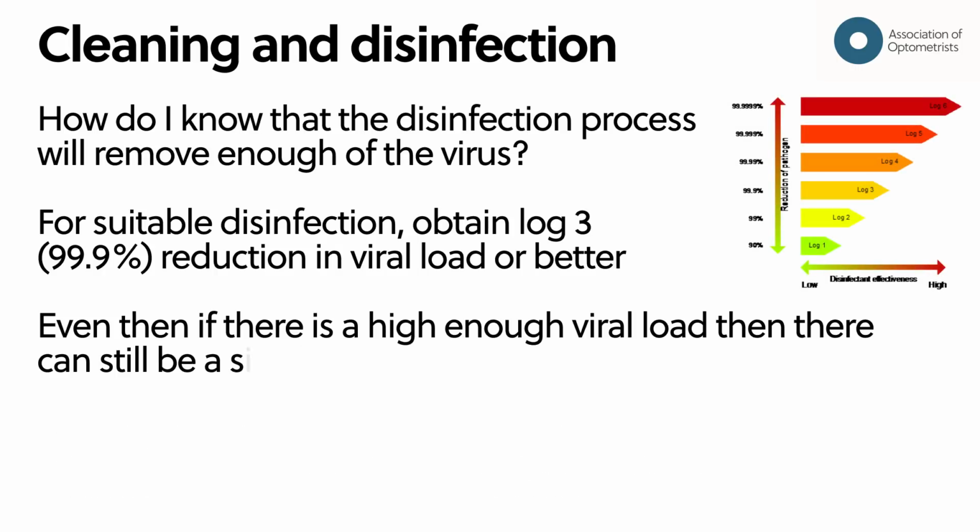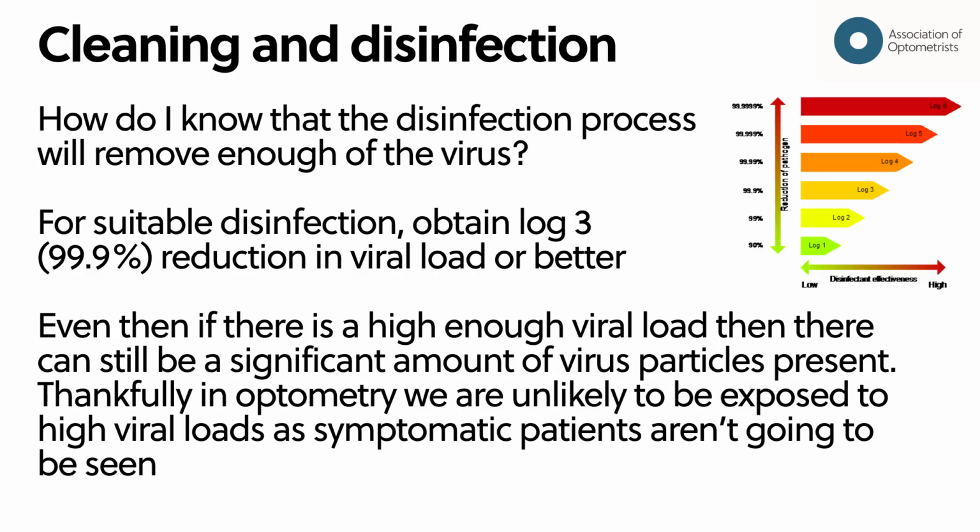So we need to think about how we know the disinfection process will remove enough of the virus. And this is a slightly geeky, slightly nerdy slide, but it's generally considered that if we get a log 3, or a 3 log reduction in viral load, then that's generally disinfected, and that's what we're aiming for in most studies. Of course, we should bear in mind that if there is a huge viral load, because we've got a symptomatic patient, then even removing 99.9% of the viruses could still mean that there are a lot of viable viruses there. But as we've said, that's not going to be that often in optometric practice, thankfully.